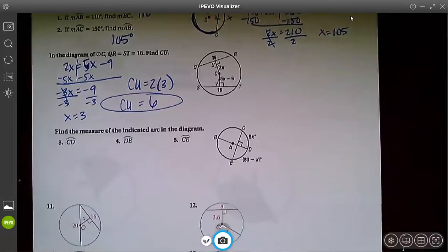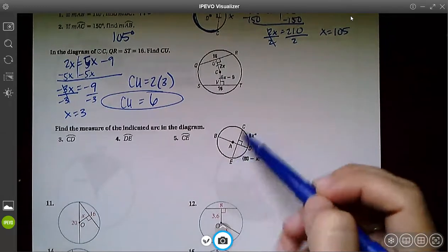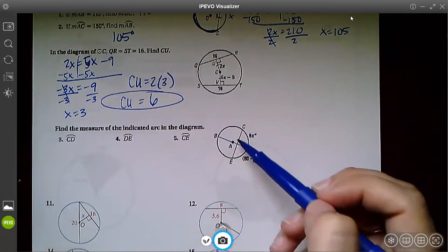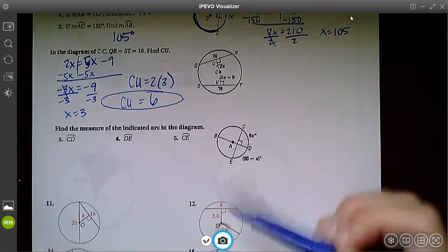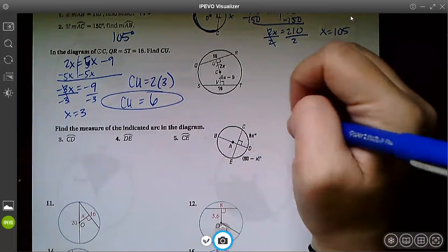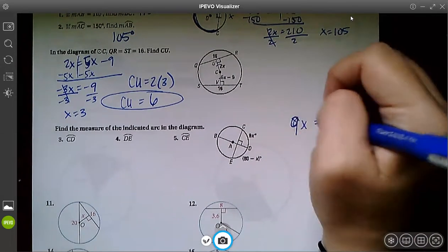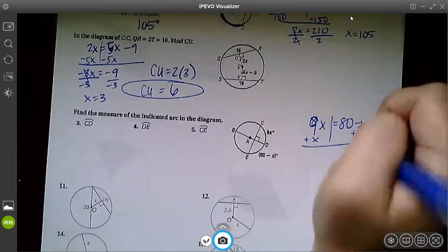The measure of the indicated arc in the diagram, so that's what we're trying to find here. So anytime a chord goes through a diameter here and it's a right angle like that, then these guys are congruent, making these two things congruent. So if our angles here are congruent, then our arcs are congruent, so I can set those equal to each other. 9x equals 80 minus x.